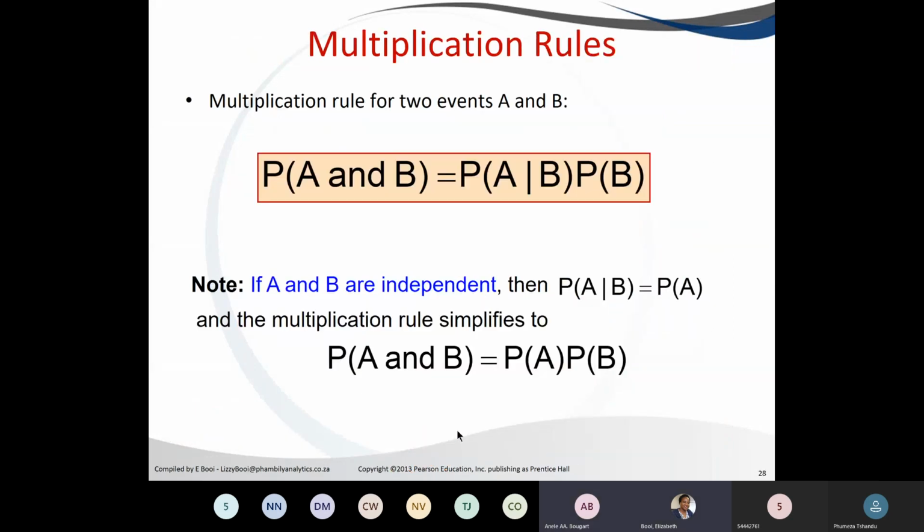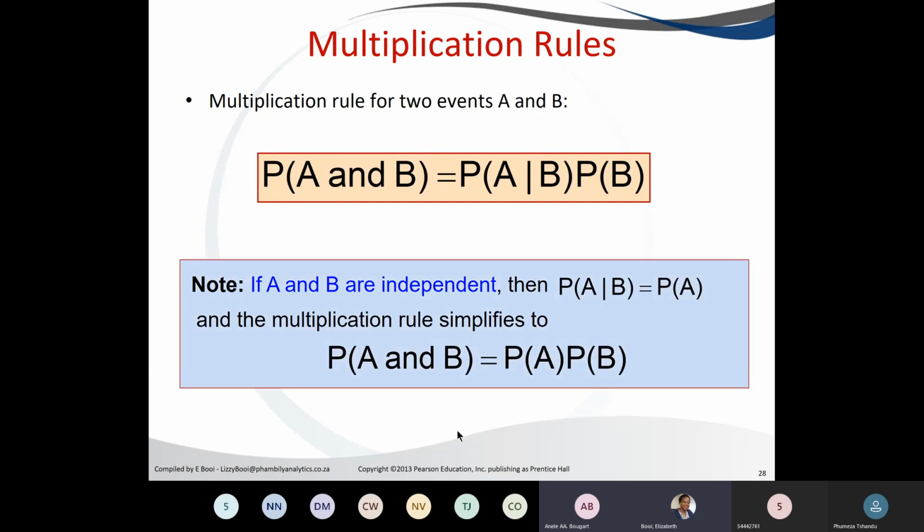Unless you have a question. Nobody has a question? Okay. If there are no questions, then we move on to the next part, which is the multiplication rule.